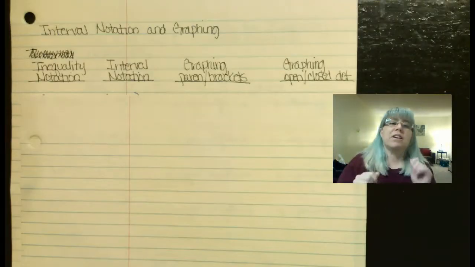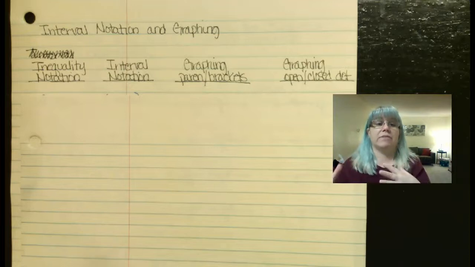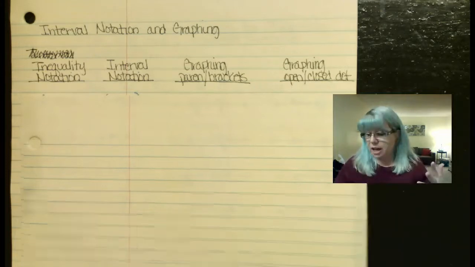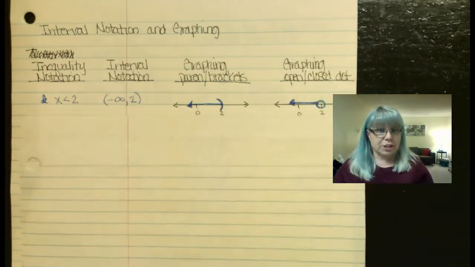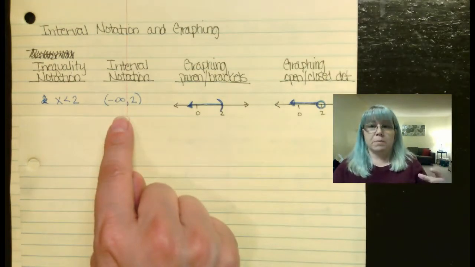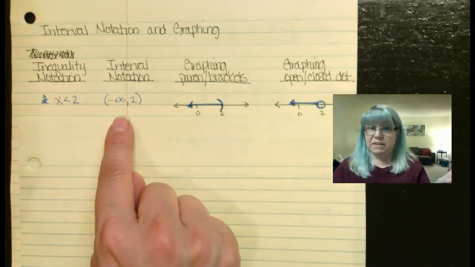So let's talk about interval notation and actually graphing these interval notations. Now you've seen inequality notation. That's going to be something like x is less than 2. Interval notation means what numbers fit in that interval. And since it's everything less than 2, we're going to go all the way down to negative infinity. But negative infinity is not a number. It is a concept.